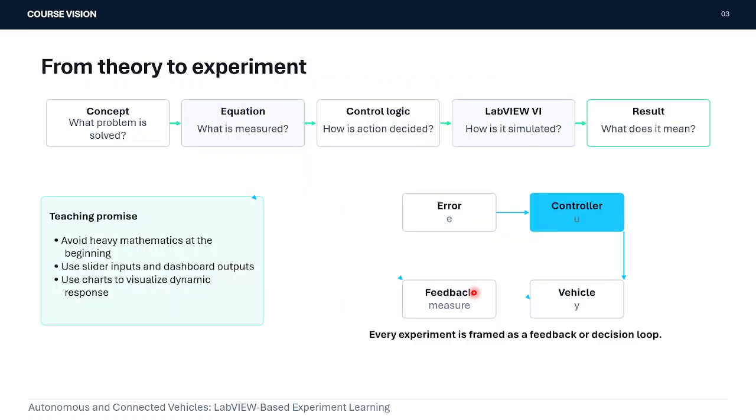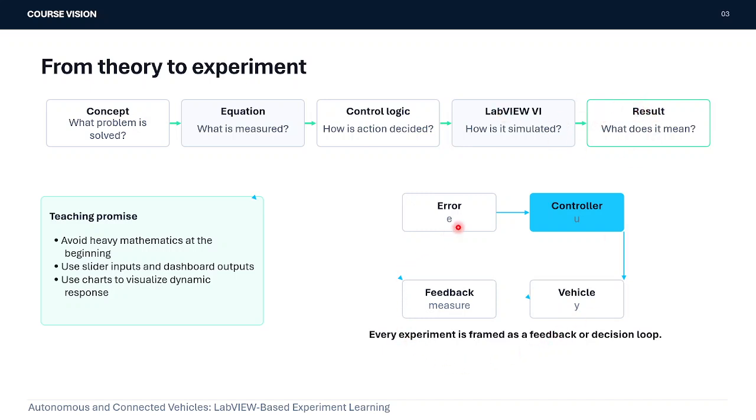Now this lecture series goes from theory to experiment. First, you have to understand the concepts related to the autonomous connected vehicle. Then we form the simple equation. Then we look at the control logic, to control the speed or distance. The control logic is used to decide the output. Next, we develop it on the LabVIEW platform. Then we achieve the result.